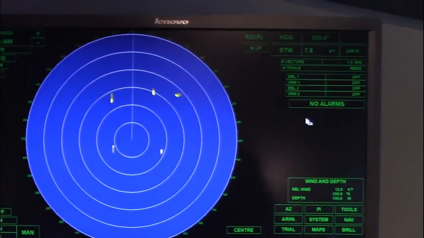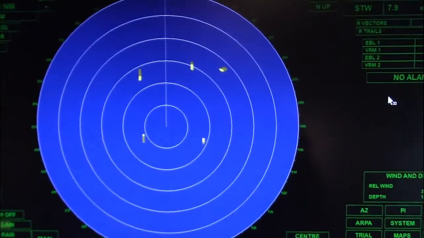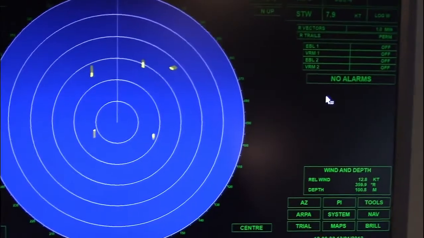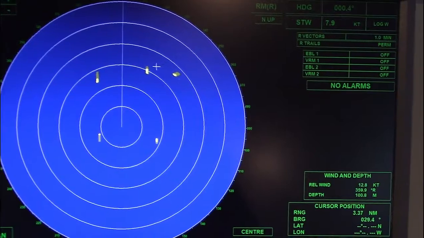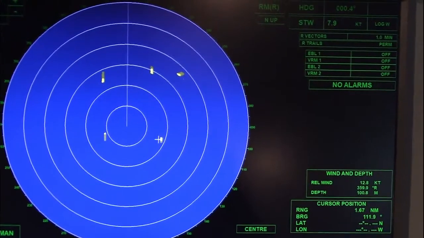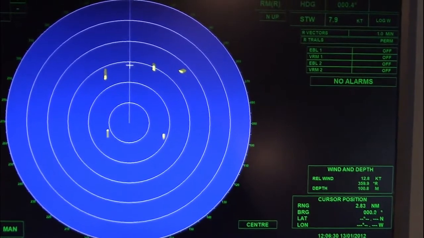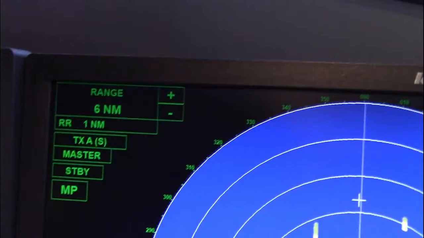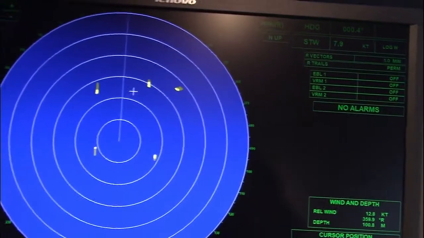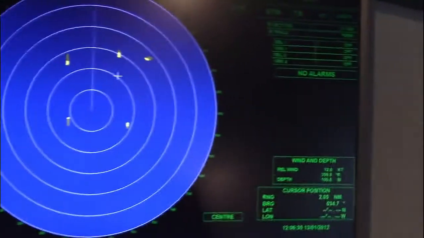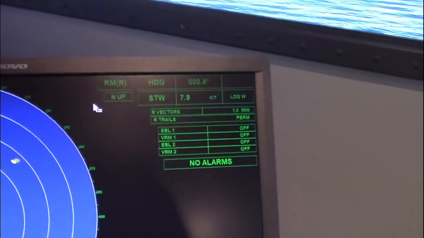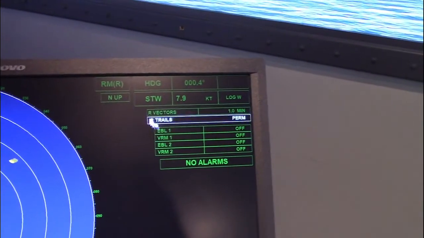So first thing we do is, as I look here, I've got 5 targets. Now in the radar lab, we're going to tell you to name these targets 1, 2, 3, 4, and 5. We named them starting from here, our heading flash. By the way, we're in 6-mile scale. So all the vessels are within 4 miles of us. We're in north up, and I have some trails on too.